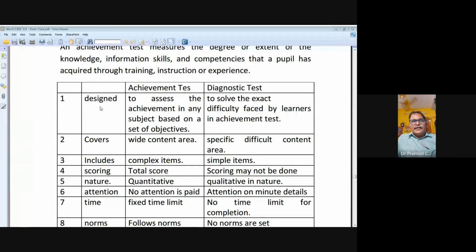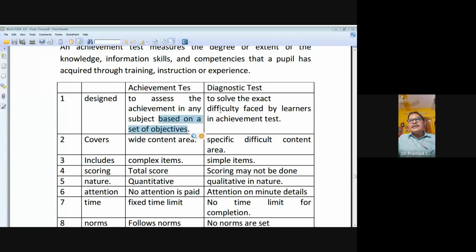See, it is designed as an achievement test. Whatever conclusion, whatever you read, you must understand it, and then definitely you will remember it for all days. Suppose we are designing an achievement test, then we are trying to assess the achievement in any subject, that is, the school subject, but our test is based on the objectives here to assess the achievement in any subject. Then what objectives? Cognitive, affective and psychomotor.